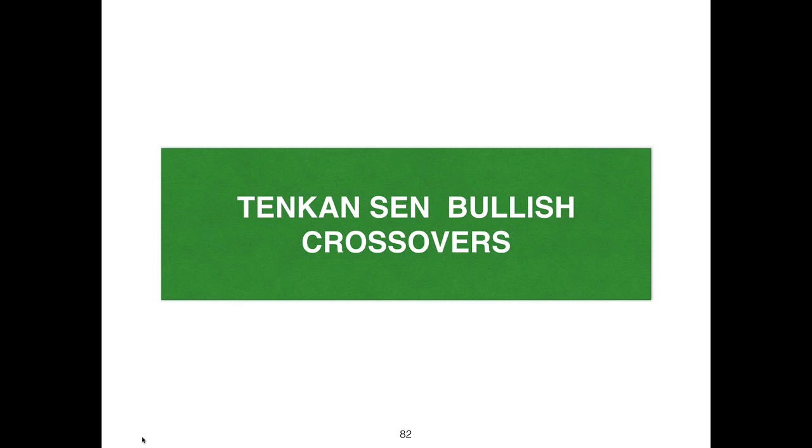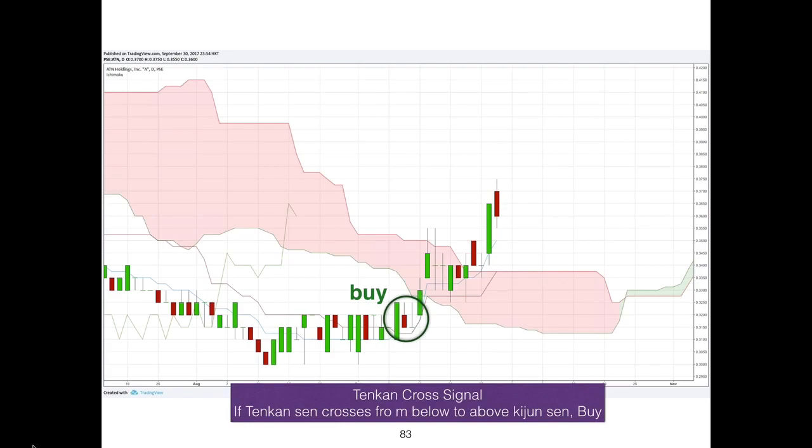So here is an example of bullish crossovers using Tenkan-sen. A bullish crossover occurs when the Tenkan-sen crosses above the Kijun-sen. These crossovers could either be bullish or bearish. So in this example of ATN, Tenkan-sen crosses from below to above the Kijun-sen. So there's a shift in position. The Tenkan-sen is now above the Kijun-sen. If this happens, then you have a buy signal.